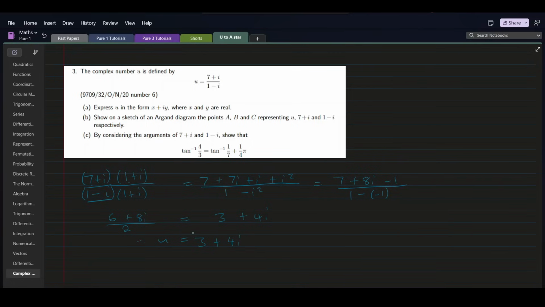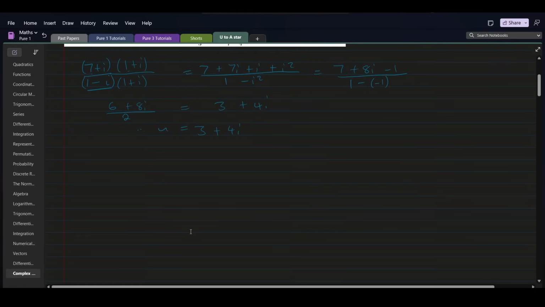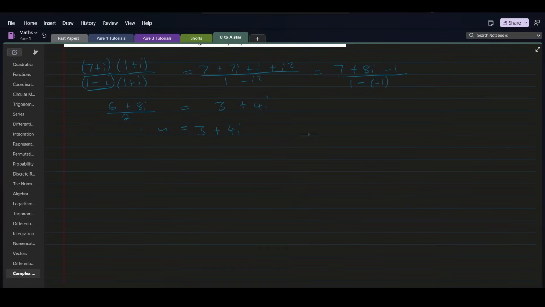Part B. Show on a sketch of an Argand diagram the points A, B, and C, representing u, 7 plus i, and 1 minus i, respectively. Okay, so if we sketch our complex plane, we've got our imaginary axis, and then this would be our real axis.